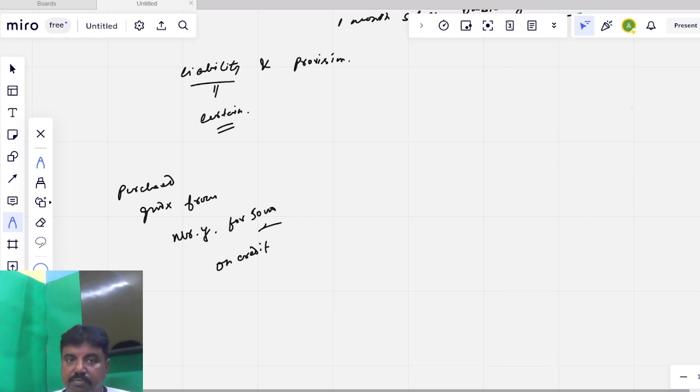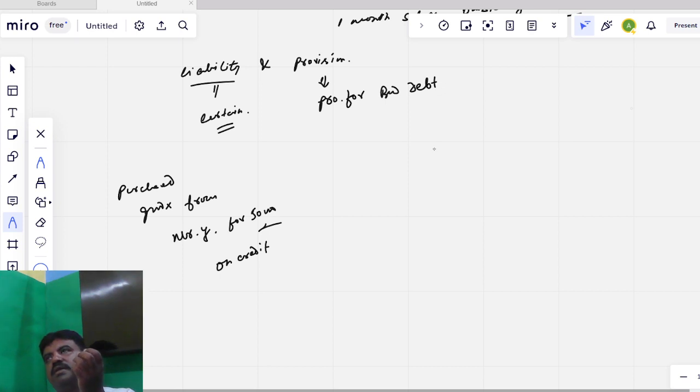For example, I can say provision for bad debt. Provision for bad debt is an example of provision. I'm expecting that in future there will be bad debt losses, but I can't say how much losses there will be exactly. I can't say the amount. I know that there will be bad debts. It may be 5,000, 6,000, 7,000, 10,000. So what I do, I just estimate. Okay, maybe 10% will be bad debt losses. So on the basis of that, I create a provision.